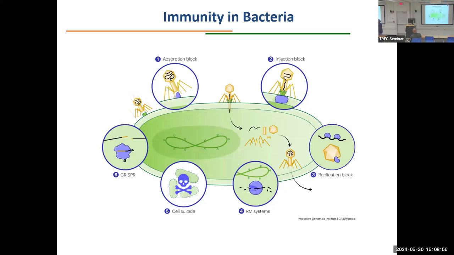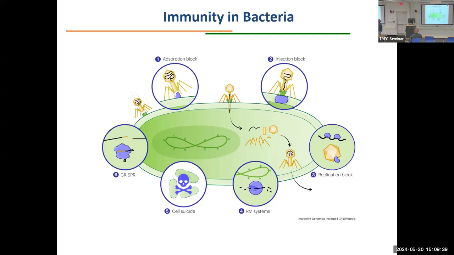If bacteriophage manages to sit on the surface, then at the second stage, the second line of defense is the injection block. In this defense, the bacteria don't let bacteriophage DNA inject into the cytoplasm. But if they surpass this defense also, the third line of defense in the bacteria is a replication block. Once the bacteriophage DNA is injected into the cytoplasm, it starts replicating. And once it starts replicating, the bacteria has the RM system. So they have some restriction endonucleases, which try to cut the foreign DNA which has entered the cytoplasm.